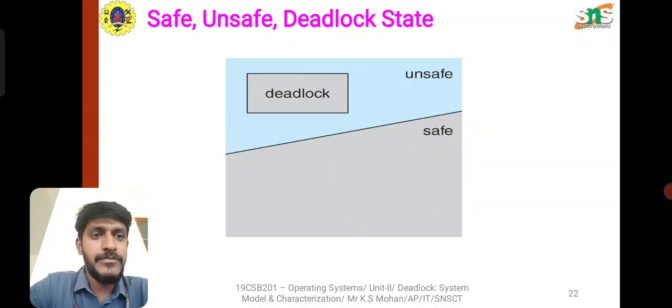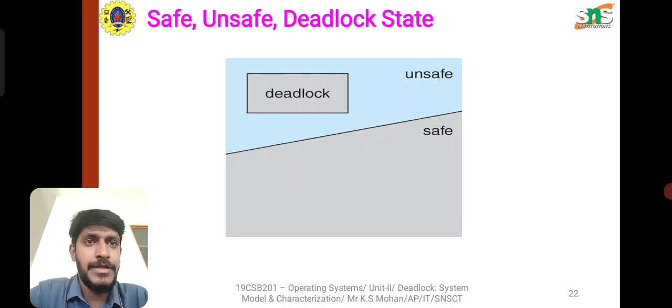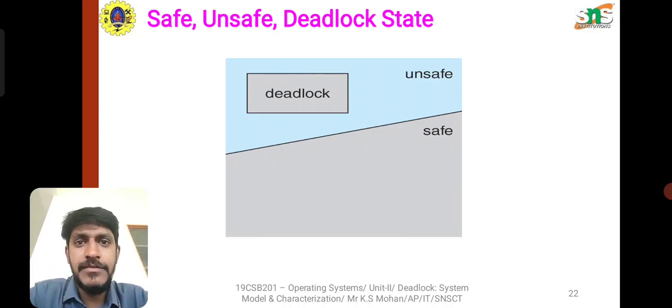In operating systems, we are in unit 2, in the lecture series. We are discussing deadlock. We had an introduction to deadlock and how deadlock avoidance happens in the previous video. In this lecture video, we are going to discuss safe and unsafe states and how deadlock can be avoided.